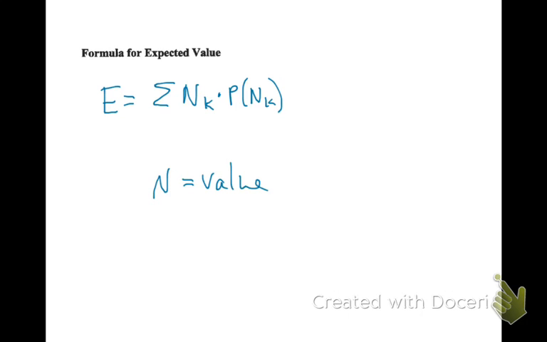To calculate the expected value, what we're going to do is find the sum of each value multiplied by its probability of occurring. So n represents a value, and p of n represents the probability of that value. We're summing them up because sometimes we have different values and different probabilities. This is the formula for expected value.